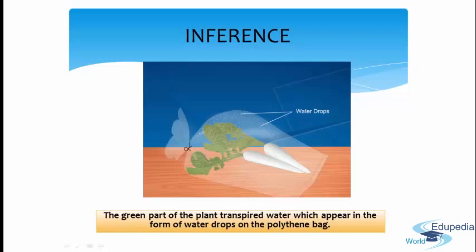See, as I told you earlier, in transpiration, the loss of water vapor from the surface of the plant is mainly done from the surface of leaves. So in this experiment, as you all can see, the green part of the plant transpired water that appeared in the form of water droplets on the polythene bag.